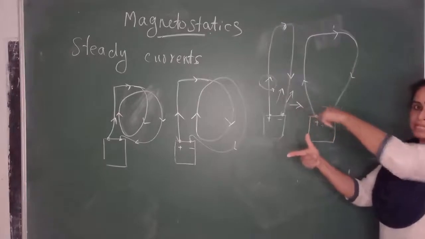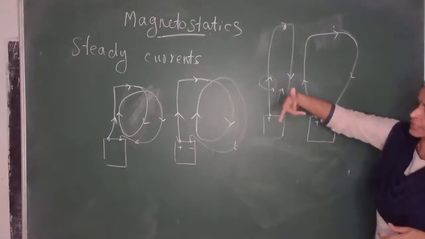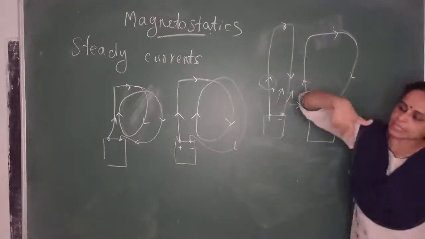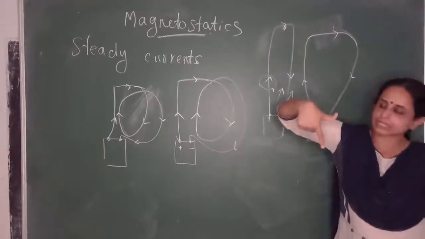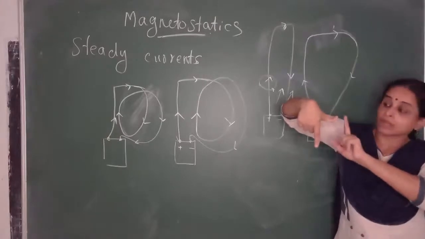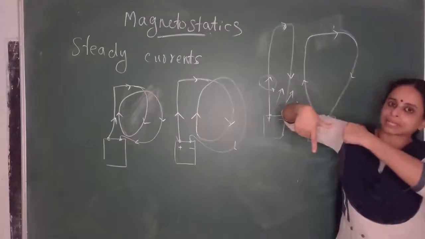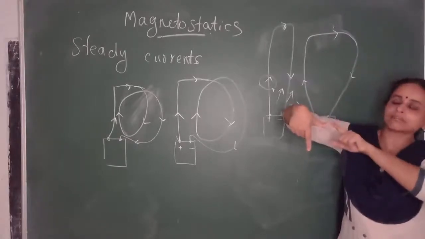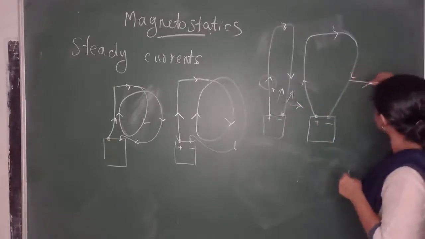So we can just place our fingers in accordance with this figure. The current is in the downward direction, that is the forefinger, and the field is into the page, so my middle finger is into the page. So my thumb will indicate the direction of force, and the force is due to the first wire on the second wire. So the first wire will exert a force on the second wire in this direction, so the wire will move in this direction.